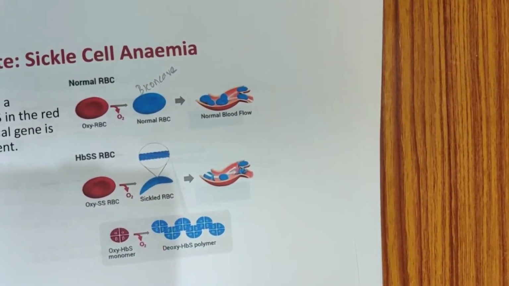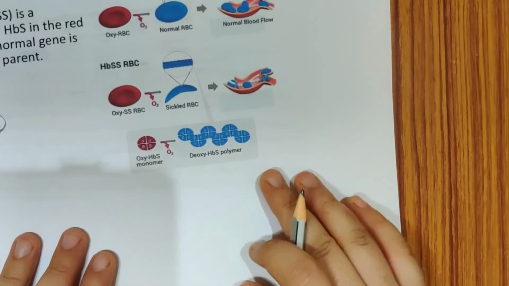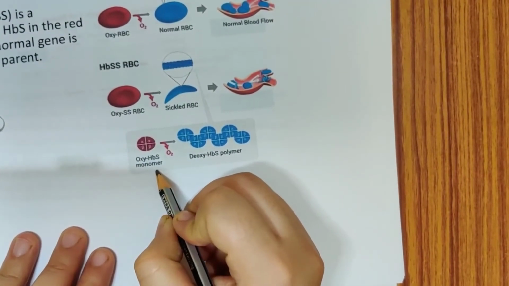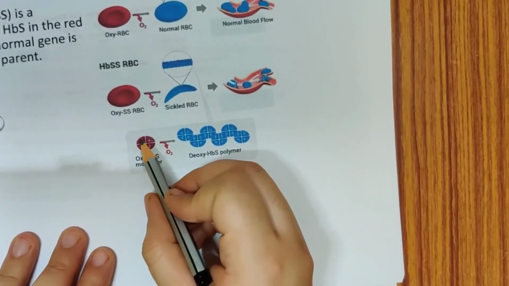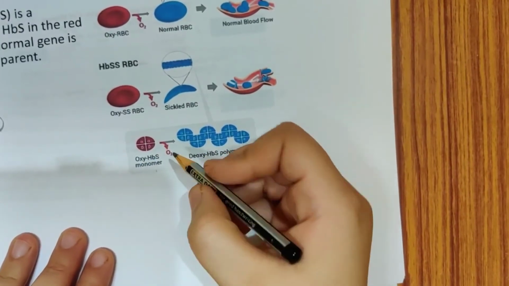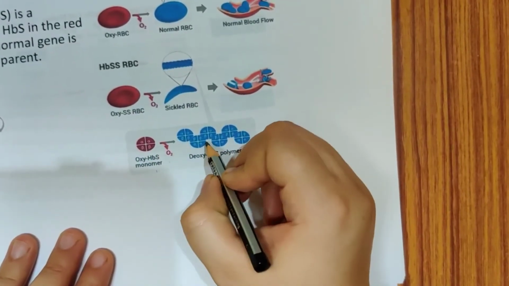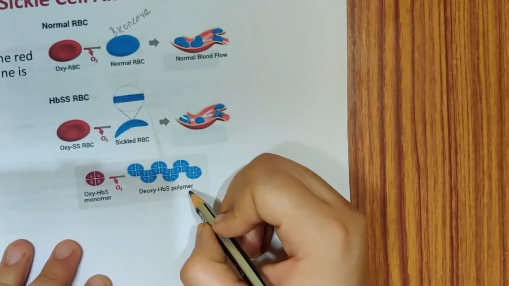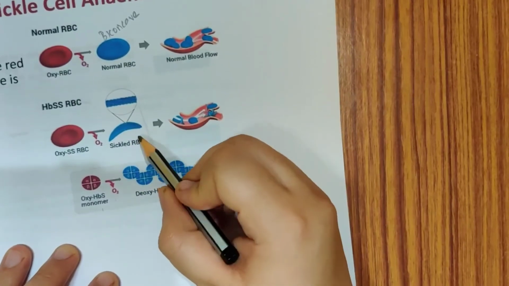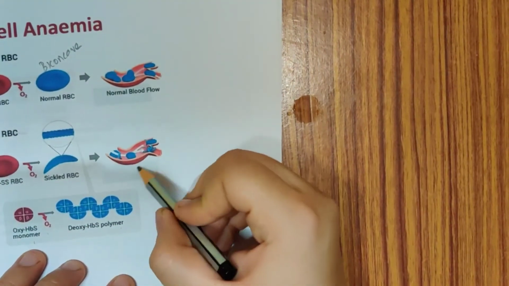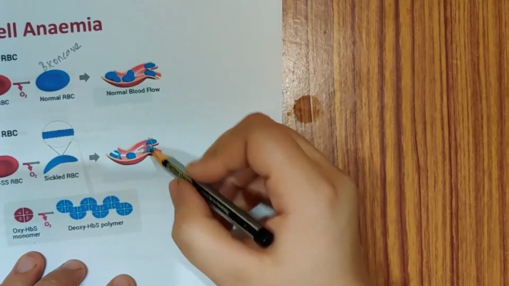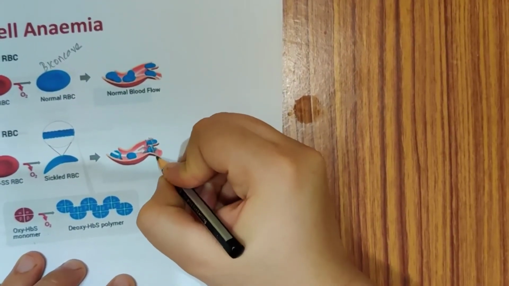How it happens is, if you remember the monomer, the polypeptide chain has alpha 2 beta 2 chains. Whenever oxygen is given off into a deoxygenated form, they will start clumping together. This clumping forms a sickle shaped RBC, which when it flows into the bloodstream will cause obstruction. It will clump together and block the arteries and vessels.